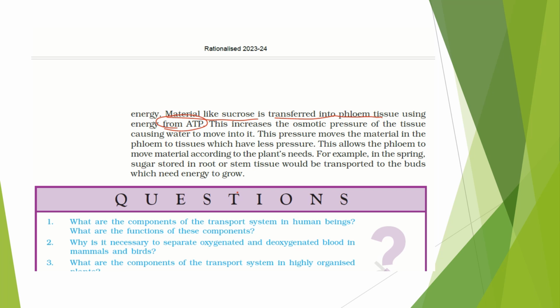So what happens then? There is an increase in the osmotic pressure of the tissue, causing water to move into it. As there is an osmotic pressure difference, the water will gush and move into it. This pressure moves the material in the phloem to regions which have less pressure. This allows the phloem to move materials according to the plant's needs. So osmotic pressure differences lead the food to move from one part of the body to another.